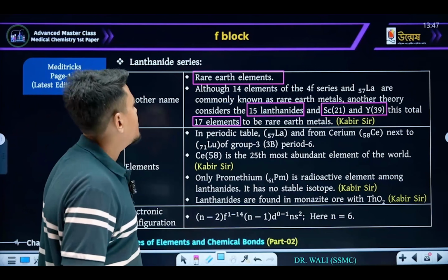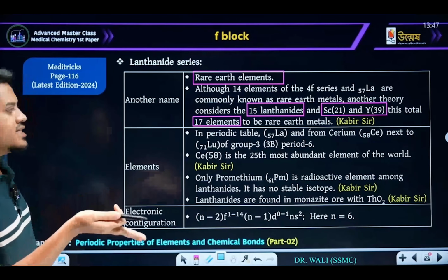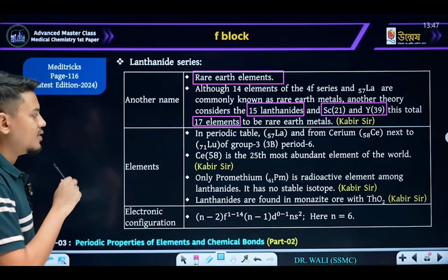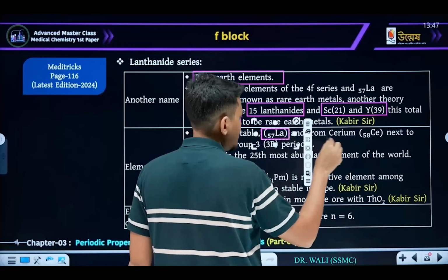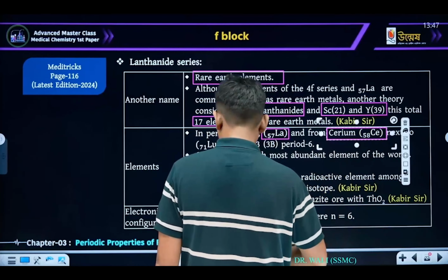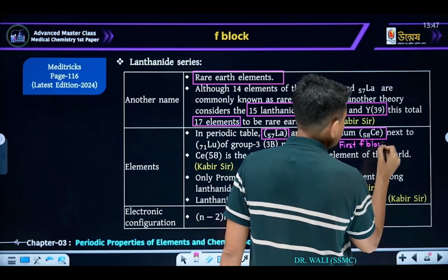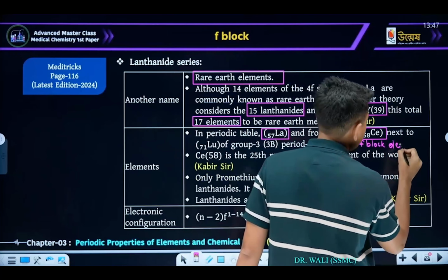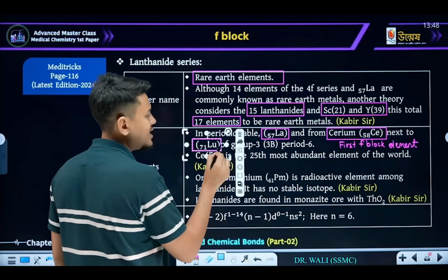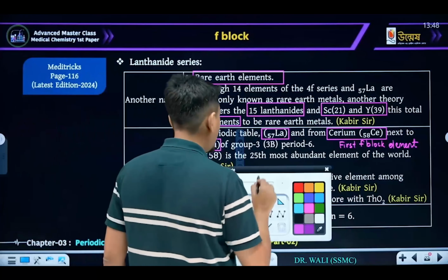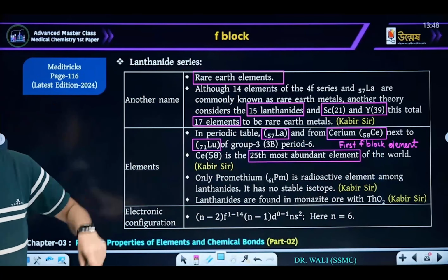And what are the elements of the lanthanide series? We do not have to remember all, but we should remember that from lanthanum to lutetium, we have the lanthanide elements. We can remember the boundaries. After lanthanum, the F block starts with cerium. So basically, the first element of F block is cerium, up to lutetium. Cerium is the 25th most abundant element of the world. Which is the most abundant element of the world? The answer is oxygen. The 25th most abundant element is the first F block element.